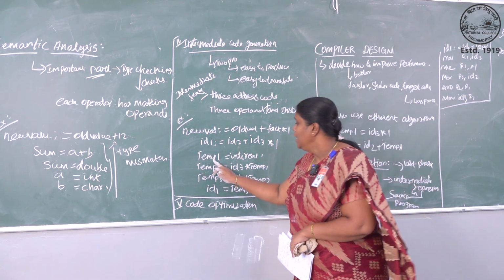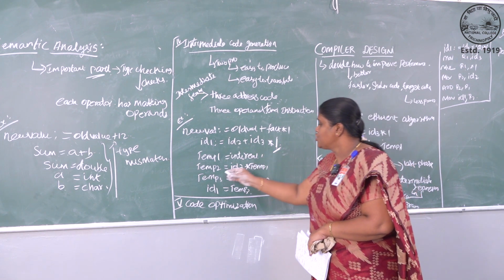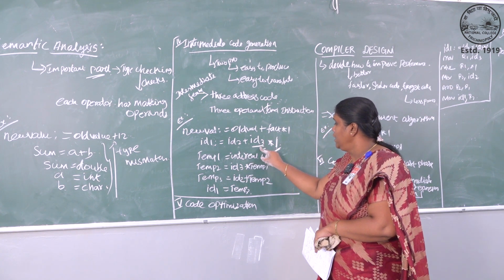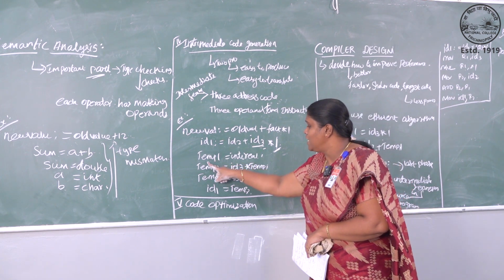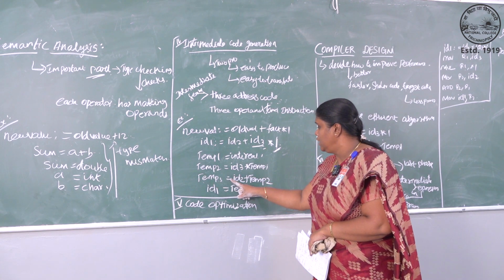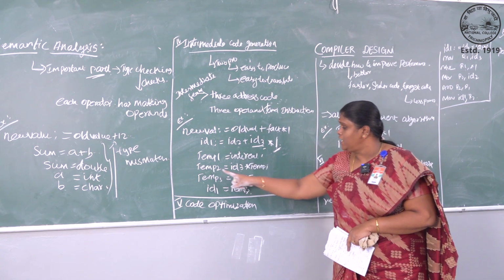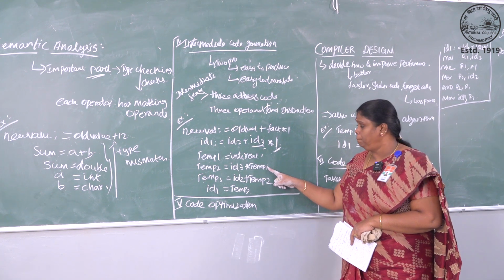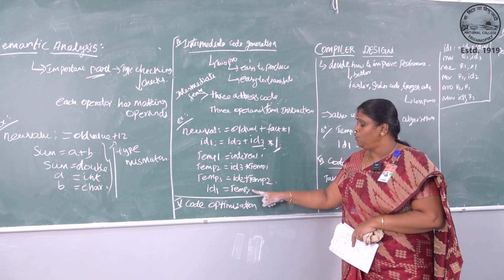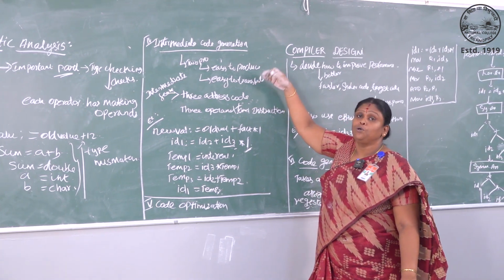Then we assign temp1 equal to integer to real of 1. Next, temp2 equal to ID3 star temp1, where temp1 is the real value. Next, temp3 equal to ID2 plus temp2, where temp2 is ID3 star temp1. Next, ID1 equal to temp3, so this value is assigned from temp3. This process makes the code easy to translate.